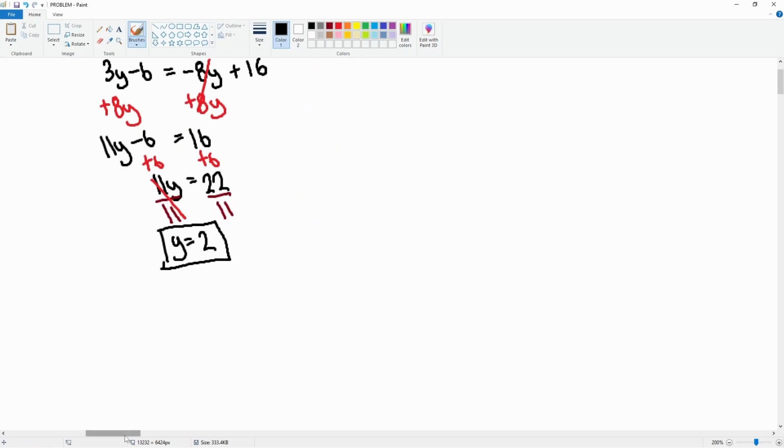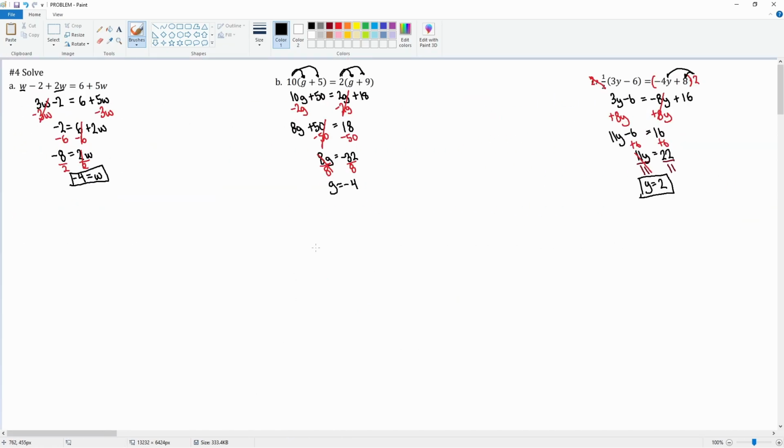All right, so there you go. That is how you solve for every single one of these problems. They require you to simplify, get rid of the variable first, then get rid of the constant.